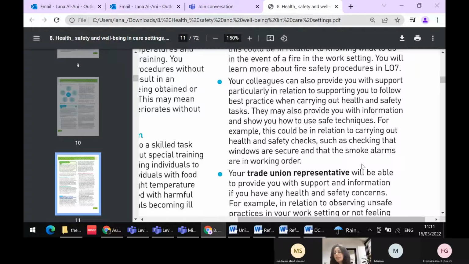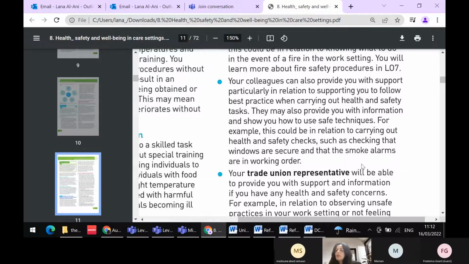You can ask your colleagues. Maybe they've been in the business for a much longer time, so you can get lots of information from them, so you can follow the best practice possible in the health and safety tasks. They may also give you information and show you how to do the safety techniques, which is very important.